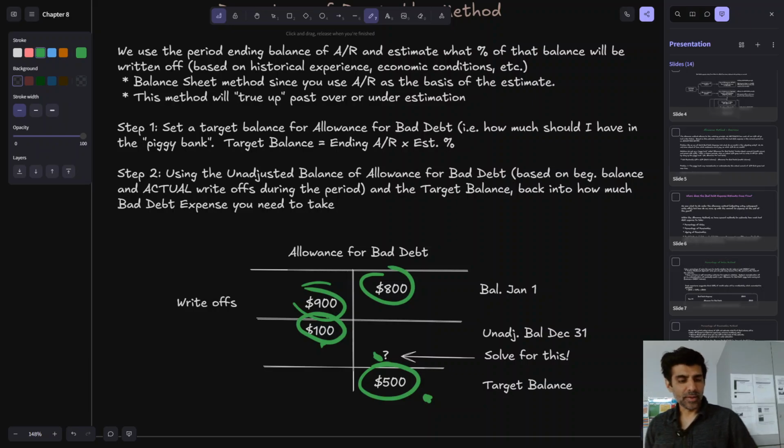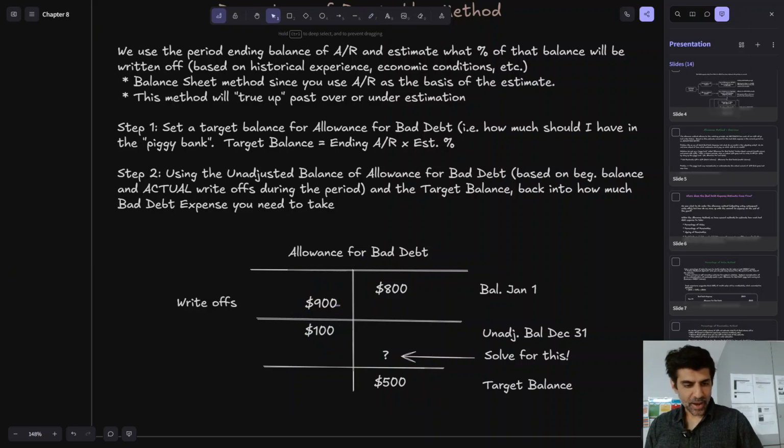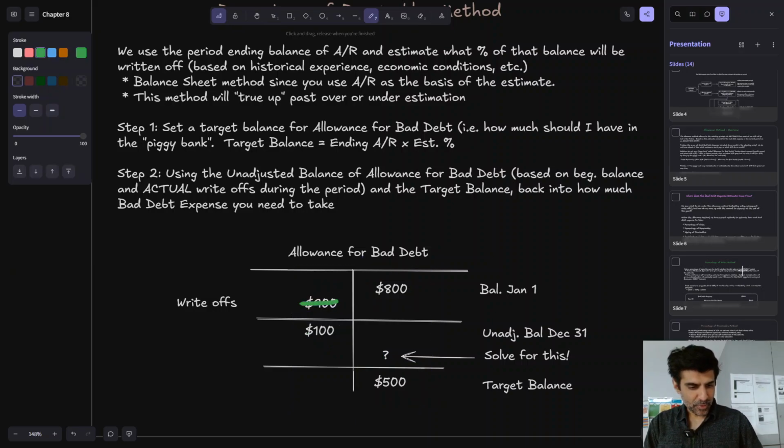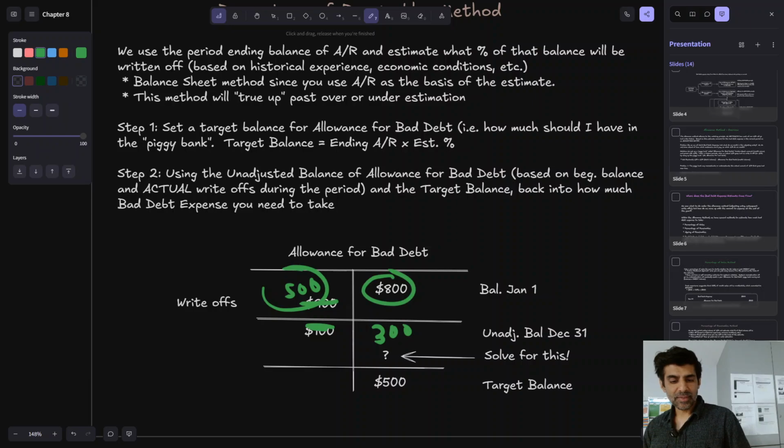Or let's say instead of this being 900, this had been 500. This would have been $300. In this case, we overestimated. We had a piggy bank of 800, but actually we only took $500 of losses. In this case, we're going to benefit from that by taking a smaller adjusting entry here. We won't have to take as much out as an expense because we are benefiting from the existing balance in our piggy bank. Does it make sense? Yeah?